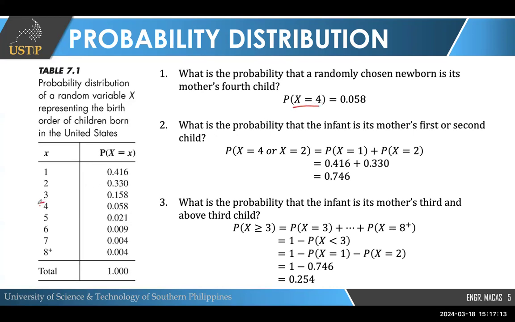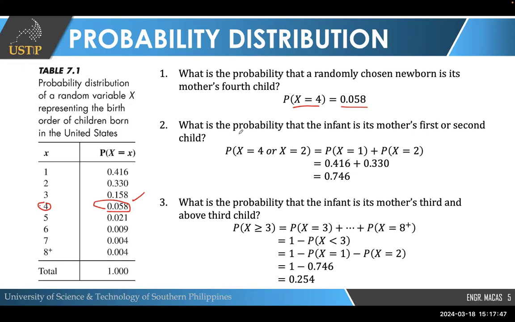Okay? And that will be this one. And then what will be the probability? That is 0.058, or 5.8%. So, kung pakuhaon ko, ang probability nga kung choose ka randomly og bata, ang probability nga ika-fourth na siya nga child sa iyang parents or sa iyang mother. Okay, so the answer is 0.058. We can get that from this table. Okay, what if it's a little bit more complicated?